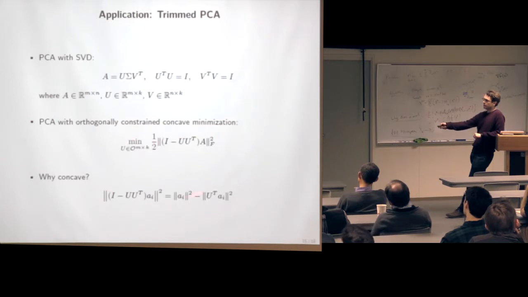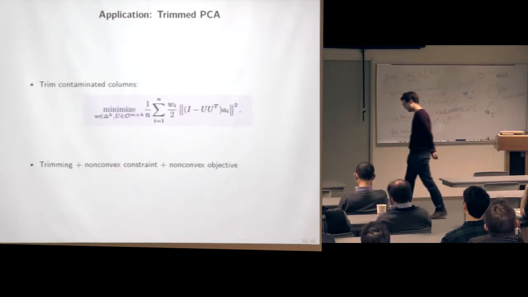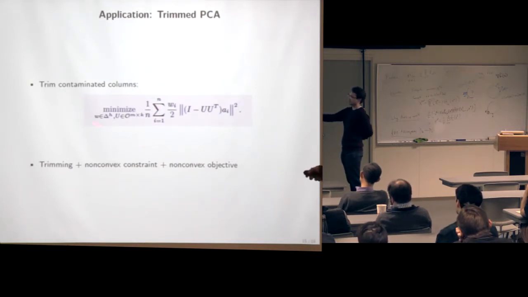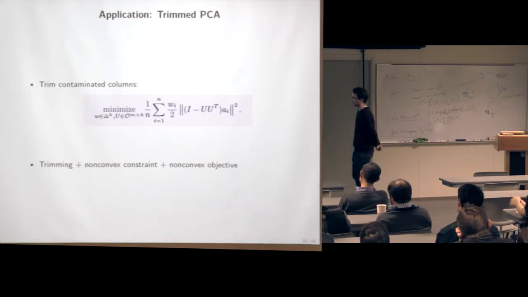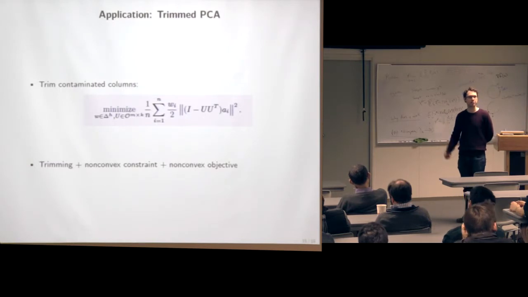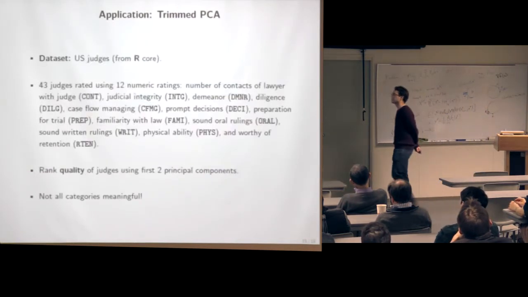And the reason it's concave is that, just do the algebra in terms of this orthogonal matrix, and everything works out. It's really a completely non-convex problem. Okay, so let's make it worse. Let's try to trim it in addition. And so the problem looks like this. You have the capped simplex still, and you have the orthogonal matrix. This is just illustrating the regularizers that we had previously. So it's trimming, a non-convex constraint, non-convex objective.